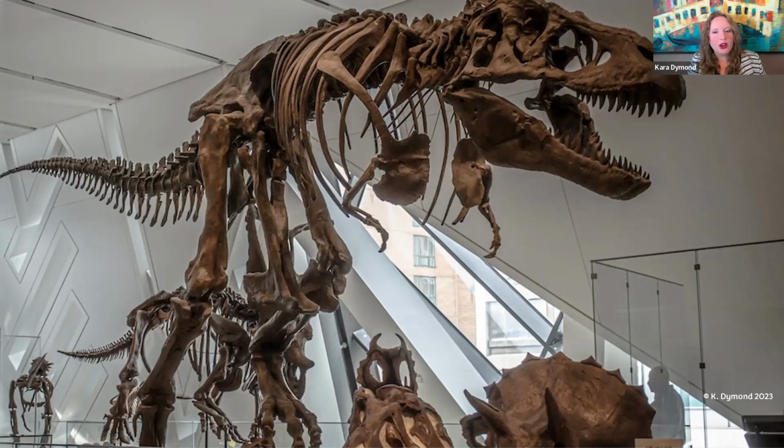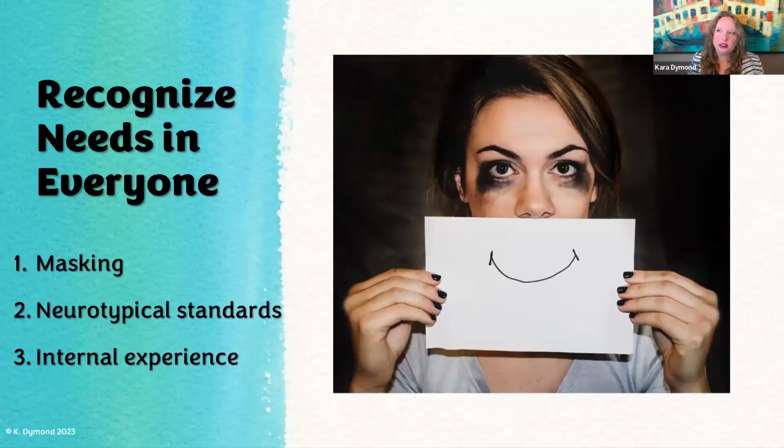I received my own autism and ADHD diagnosis in September 2021, which has been really, really a wonderful thing for me in a lot of ways, but that's a whole other talk. But it has given me the mindset that we do have to recognize needs in everyone. A lot of people go missed, of course, whether it's autism, ADHD, learning disabilities, just differences in how we process.